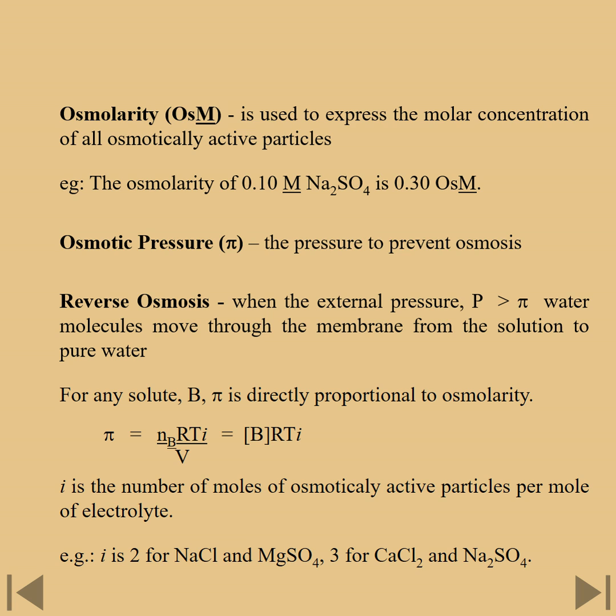Let's look at these examples at the bottom. For sodium chloride, it's 2: 1 sodium, 1 chloride. For magnesium sulfate, it's also 2: 1 magnesium, 1 sulfate. For calcium chloride, it's 3: 1 calcium and 2 chlorides. And we already went over sodium sulfate also being 3. So i times the molarity is your osmolarity. Okay, so as we see, the osmotic pressure pi is equal to the concentration of your solute, if there's only one, times R times T times i. Now, if you have more than one, we have to add these all up.